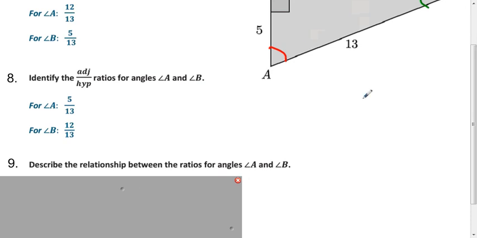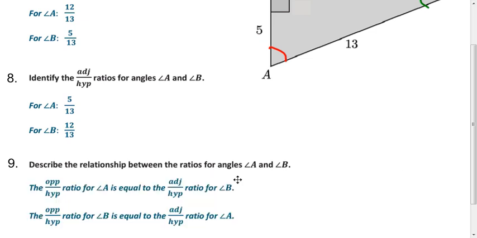So what do you notice about these numbers? What's the relationship between these ratios? Well, each of these pairs has the same numbers in them, they're just in a different order. So the opposite over hypotenuse ratio for A is equal to the adjacent over hypotenuse for B. And the same is true for the other ratios here. That's going to be an important property we're going to see.